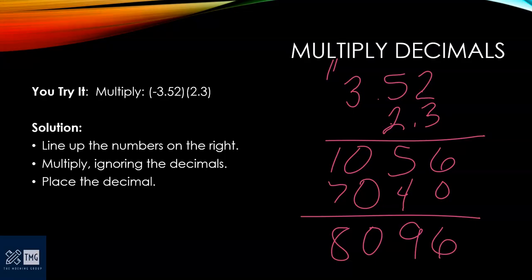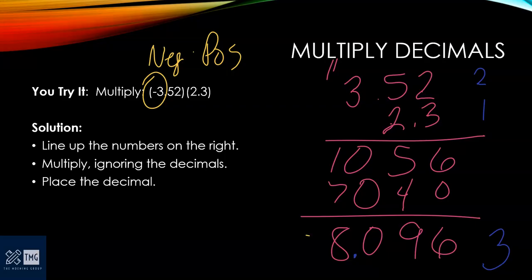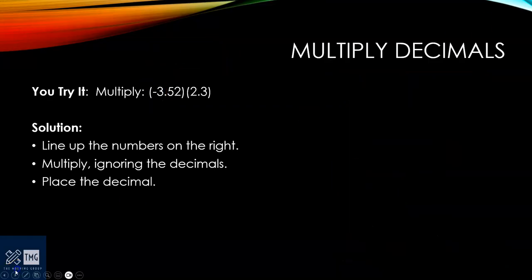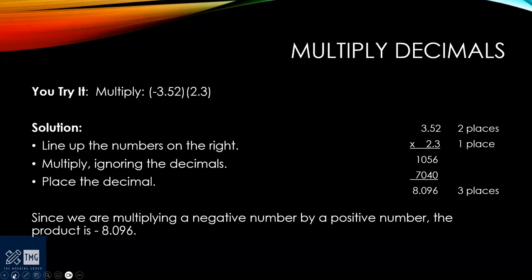Let's place our decimal. We've got 2 decimals in our first spot, 1 decimal in our second factor for a total of 3. So I end up with 8.096. But don't forget that our number has a negative, right? We are taking a negative times a positive, and a negative times a positive is in fact a negative. So we end up with 8.096 with our negative in front. So since we're multiplying a negative times a positive, our product is in fact negative.